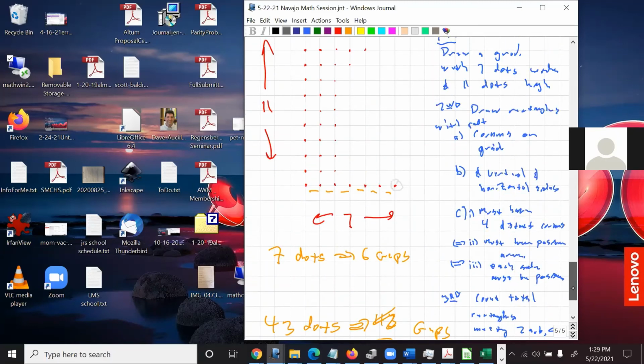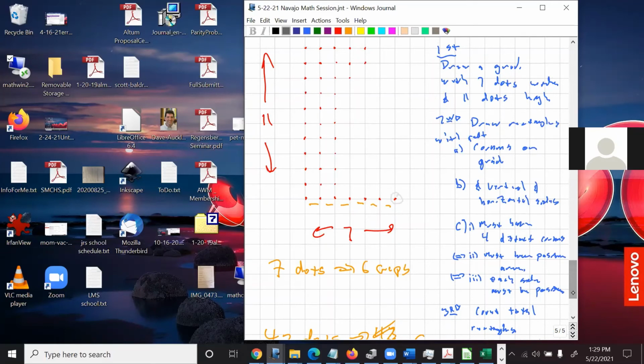Does that make sense? Because I'm drawing the gaps. I start at this dot, I draw a gap. I start at the second dot, I draw a gap. I do this for each of the dots, but the last dot, I'm not drawing a gap here because there's no other dot for it to connect with. That's why we subtract 1.